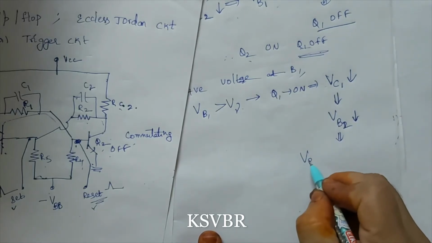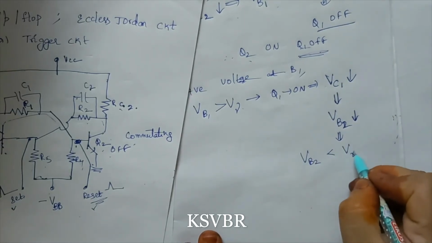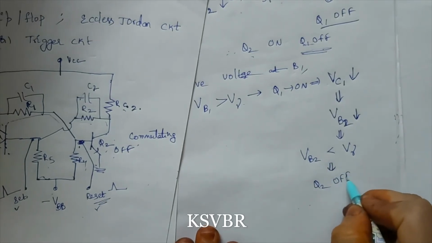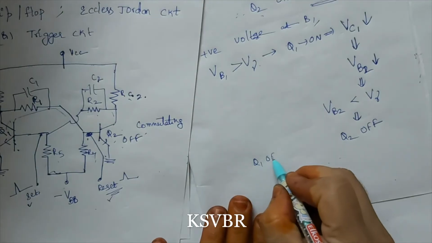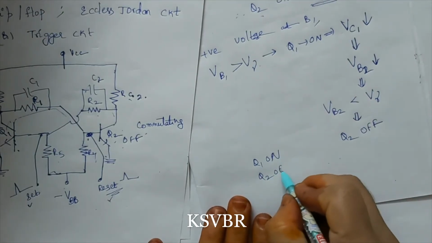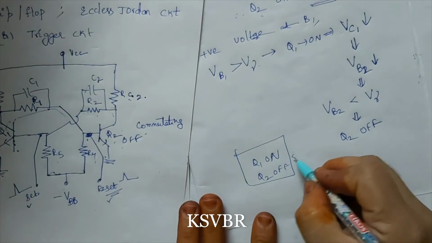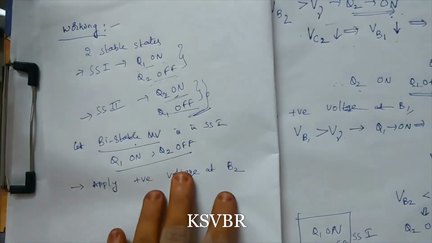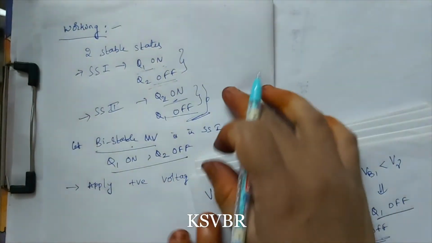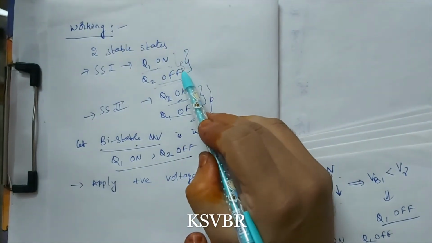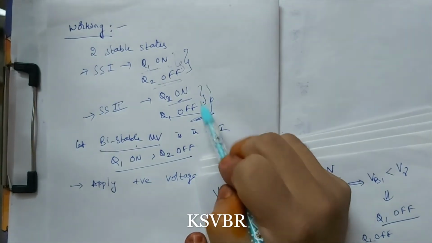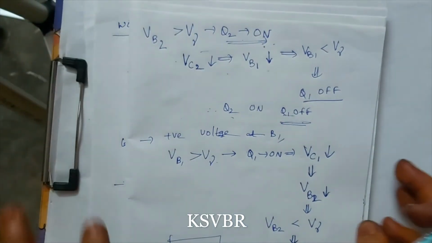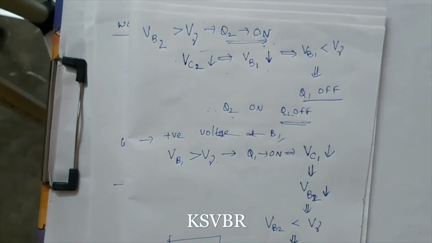Whenever VB2 is less than V gamma, Q2 transistor will become off. That means Q1 on, Q2 off: stable state 1. So what we have achieved, we have taken two possibilities: from stable state 1 to stable state 2, and from stable state 2 to stable state 1. This is the working of your bistable multi-vibrator.